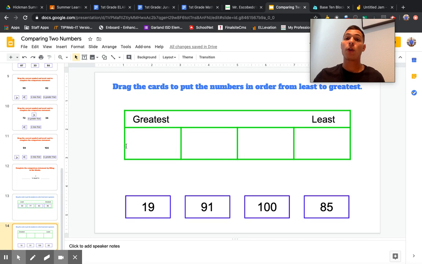Now it wants us to go from greatest to least. Remember, greatest is our biggest number now. Least is our smallest number now. So our greatest number out of these 4 numbers. Greatest number.